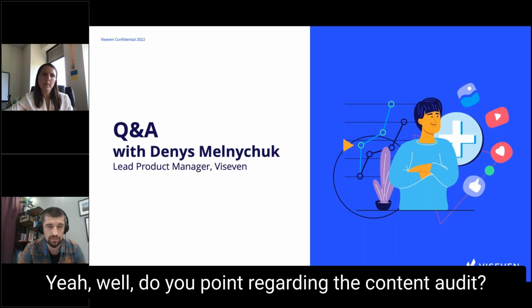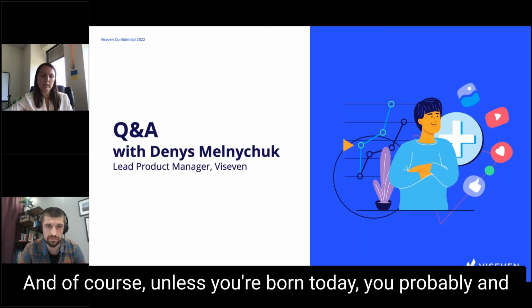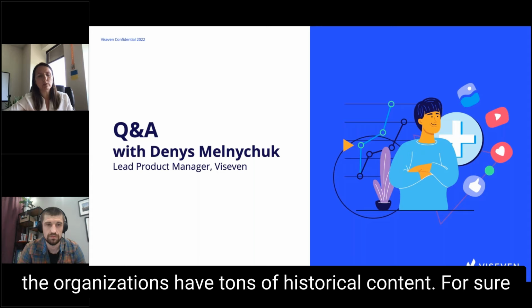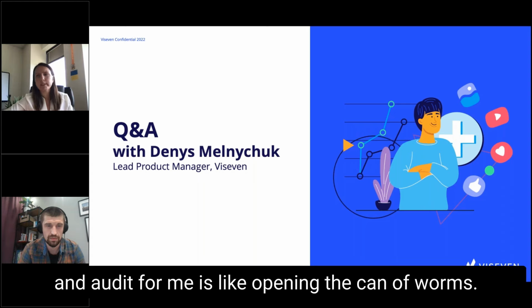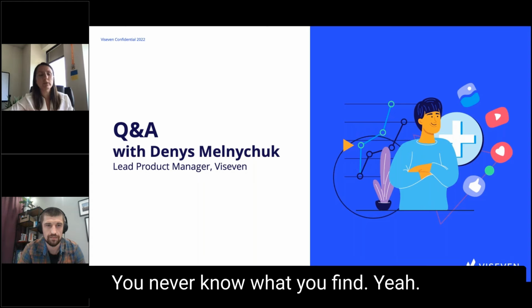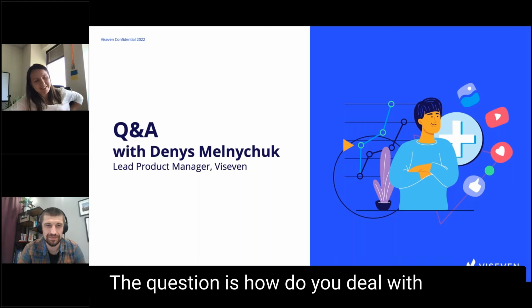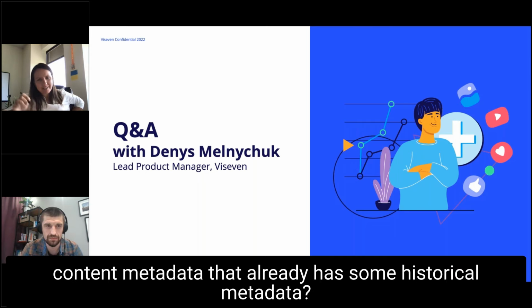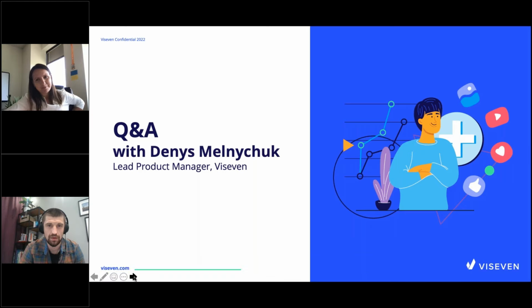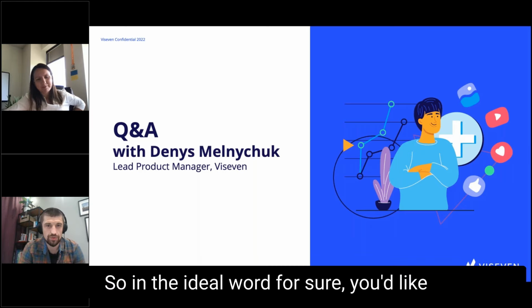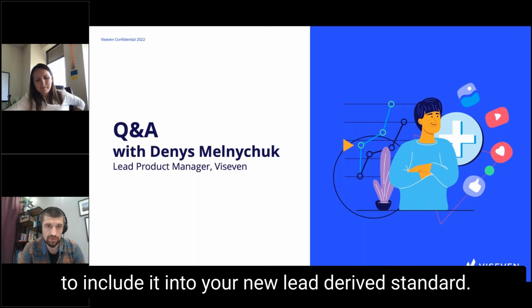Yeah. Well, to your point regarding the content audit, unless you're born today, organizations have tons of historical content. And for sure, that audit for me is like opening a can of worms. You never know what you'll find. And the question is, how do you deal with content that already has some historical metadata? So in the ideal world, for sure, you'd like to include it into your newly derived standard.